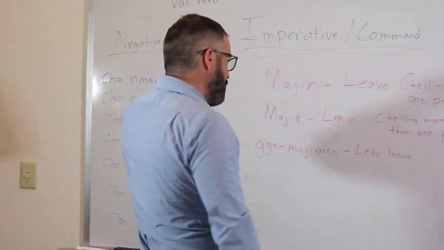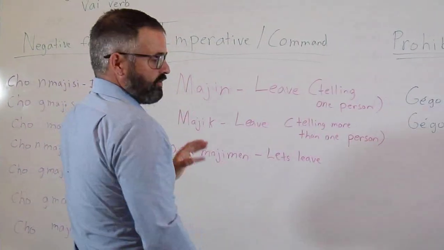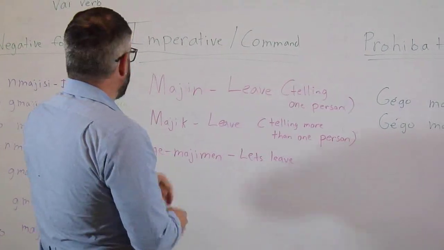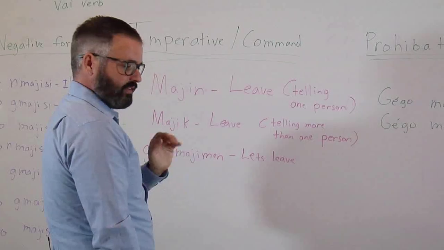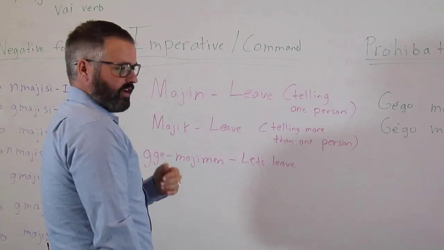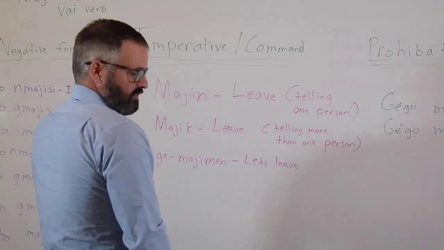Okay. This command form, there's only a couple of forms. Well, three to be exact. Majin is telling one person, leave. So majin, maybe you're talking to your brother, you're talking to your sister, whatever.